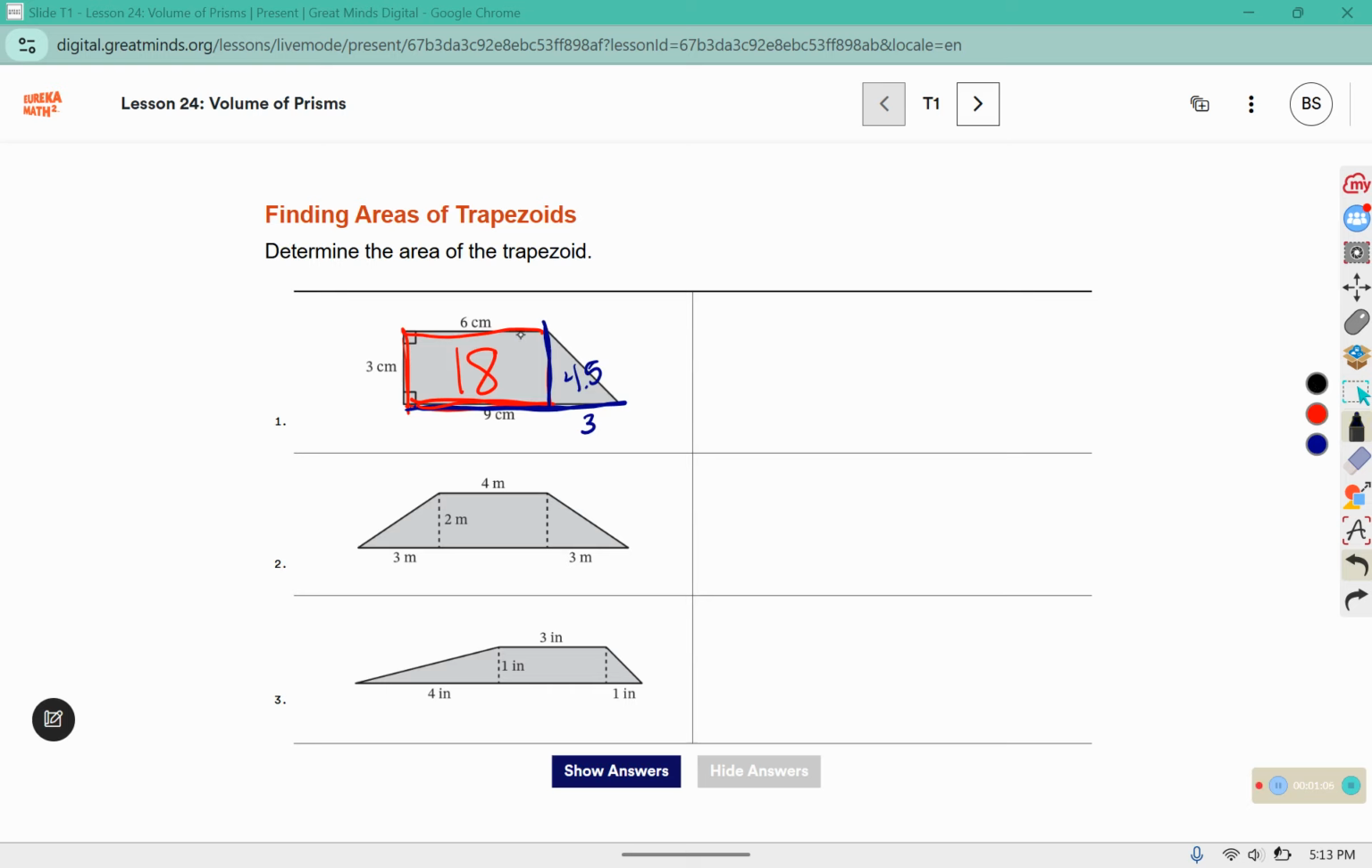And then we add those together to get the full area of the trapezoid. 18 plus 4.5 is 22.5. Don't forget to include your units for area.